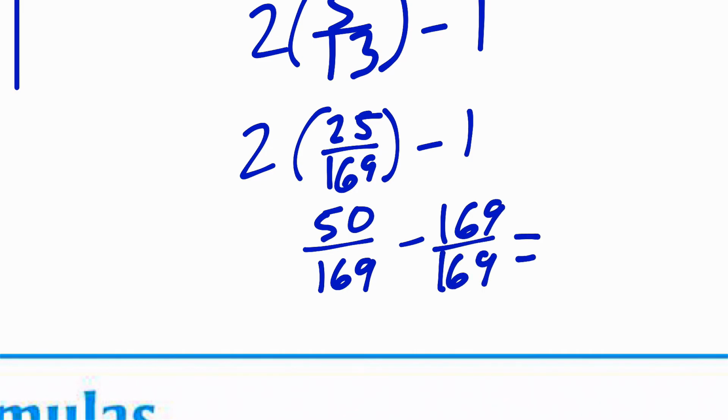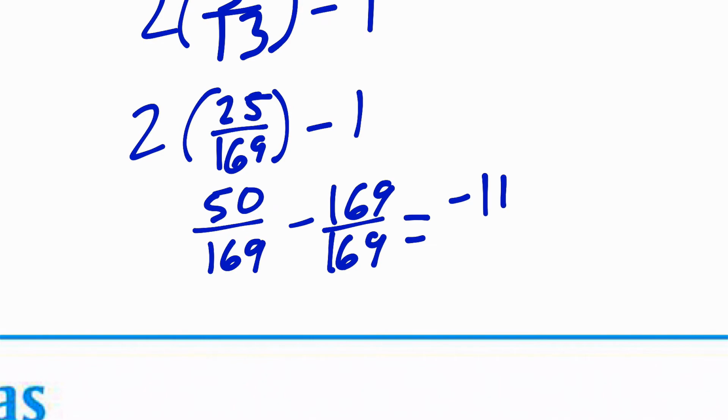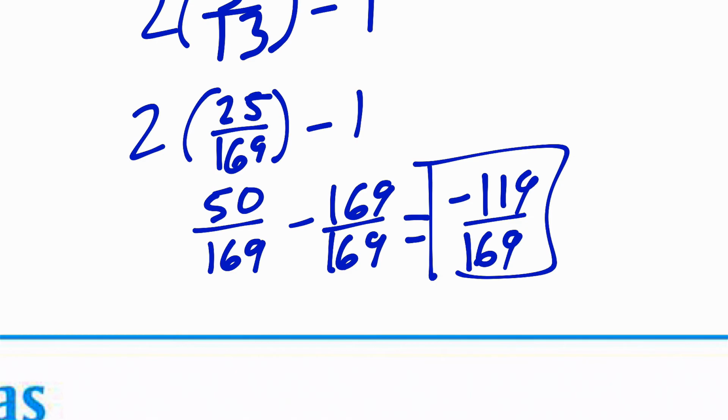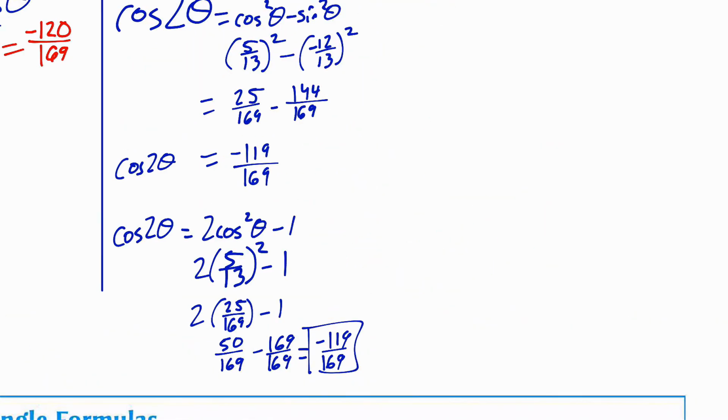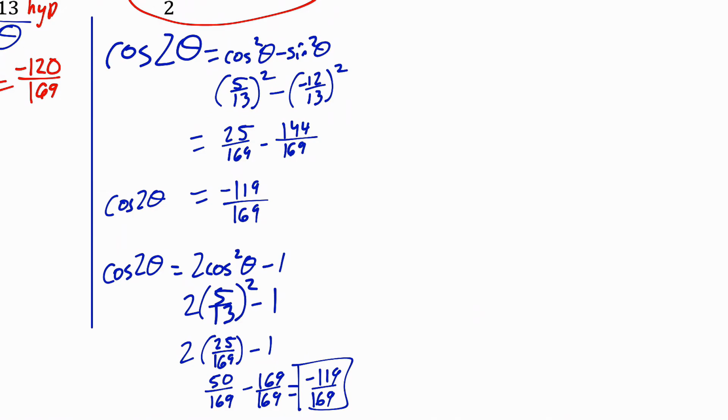And when we subtract those, we end up with negative 119 over 169. So it really doesn't matter which version of the formula we use. We get the same answer either way. You can use the third one. I'm running out of space, so I'm not going to. The tangent, that's the last one we're asked to find.